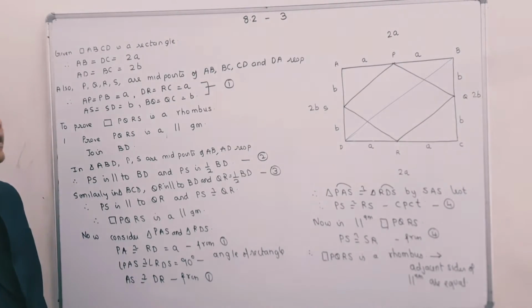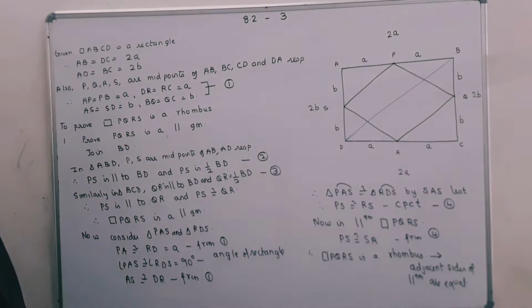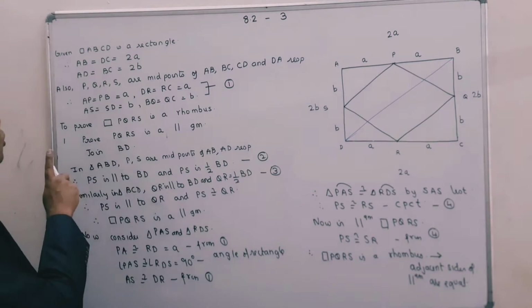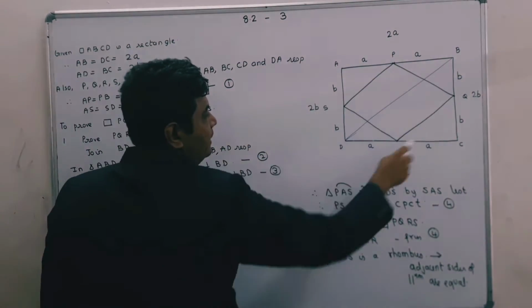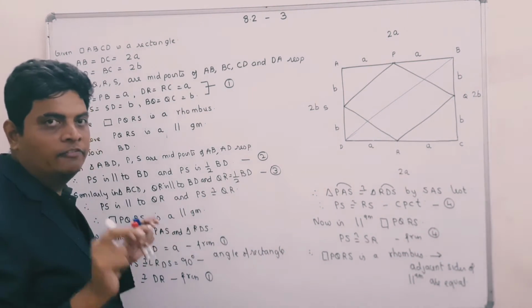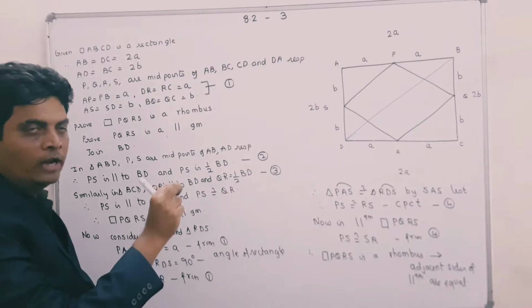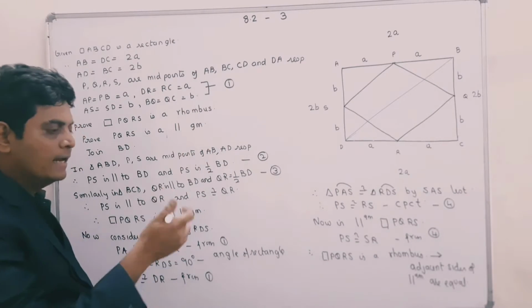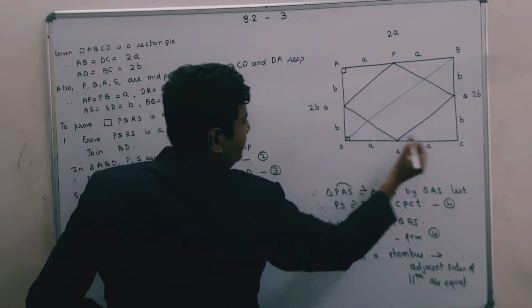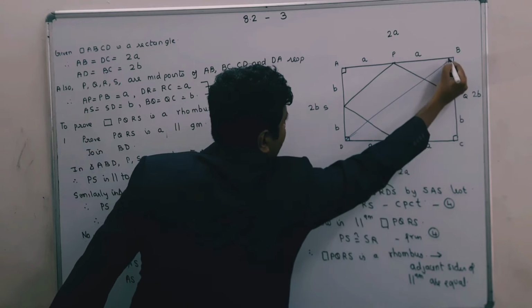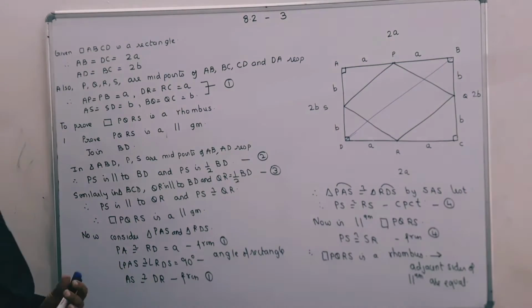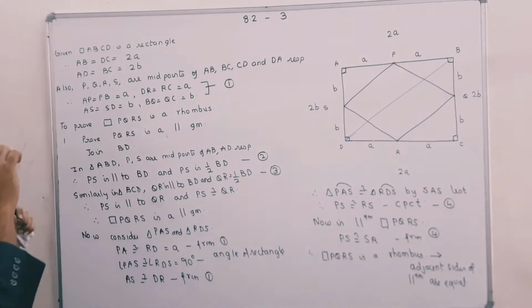Classes. Let us now solve sum number 3 of exercise 8.2. What is given? Quadrilateral ABCD is a rectangle. As soon as you get it is a rectangle, we know a rectangle is a parallelogram in which all angles are 90 degrees. So you have this angle is 90 degrees, this angle is 90 degrees, this angle is 90 degrees, and this angle is also 90 degrees. Okay. So now, what will be the first?